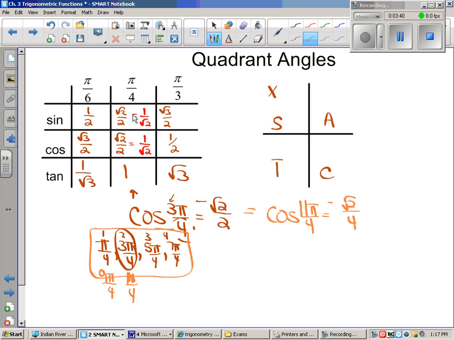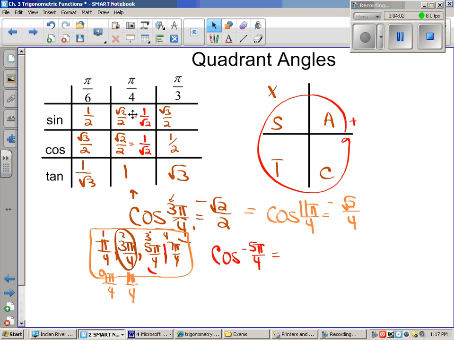Let's do another one. What if instead I asked you for the cosine of negative 5 pi over 4? See, cosine of 5 pi over 4 we can easily see is a third quadrant angle. But what happens when I put a negative in front of the angle? Instead of us moving from first to second to third to fourth, that's the positive direction. If I want to go in the negative direction, then what is happening is I'm going to go to the fourth quadrant, and I come back around this way. That would be your negative direction.